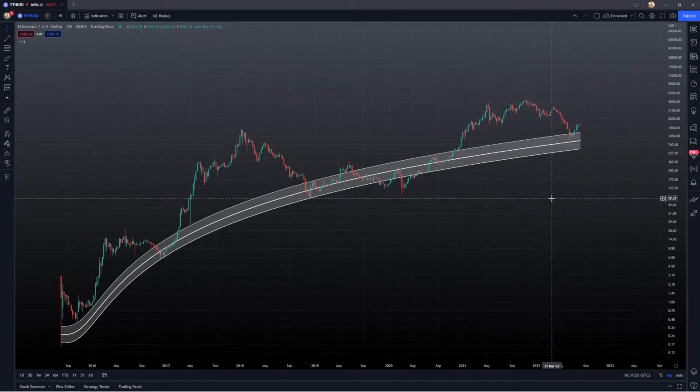Today I'm going to be providing an update on the Ethereum logarithmic regression curves. So what we're doing here is we're taking previous bear market data and then we're fitting a curve to those accumulation zones to create a mathematical function that can help predict and model out the next future accumulation zones for Ethereum.